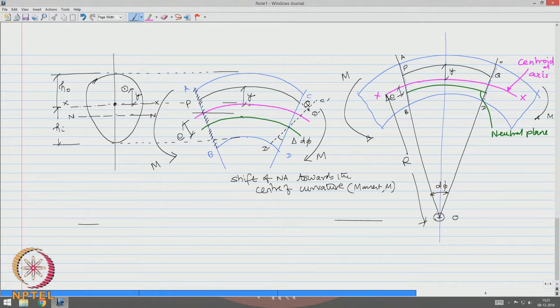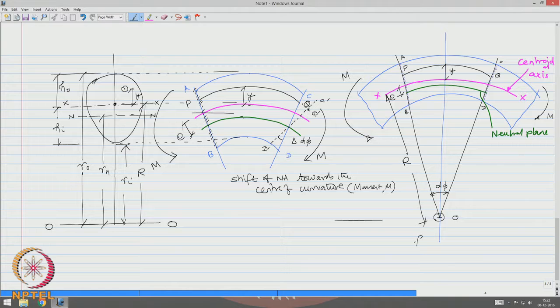From the center of curvature, what we call line OO, this distance is Ri, this distance is Ro, and this distance is Rn, where n stands for neutral axis, and of course, we know that this distance is capital R.